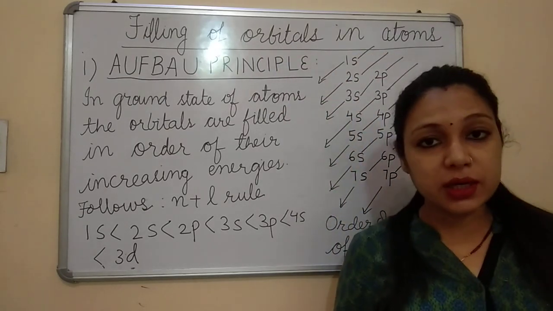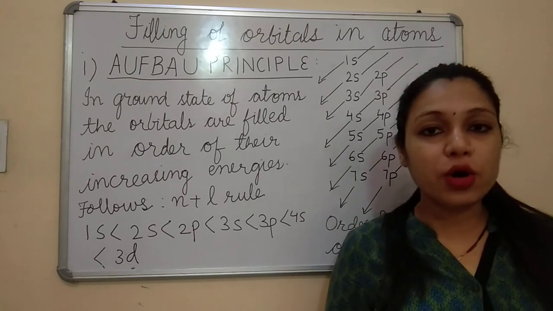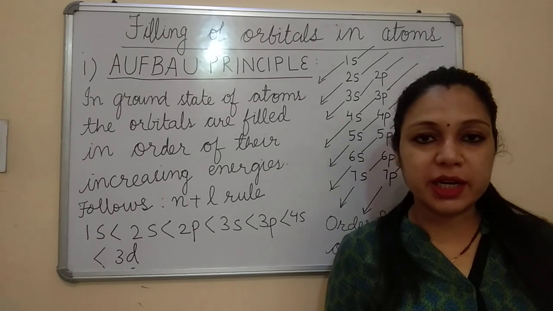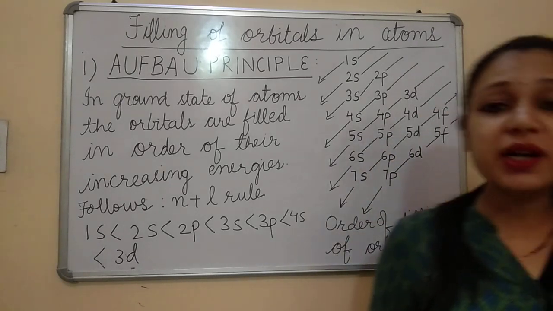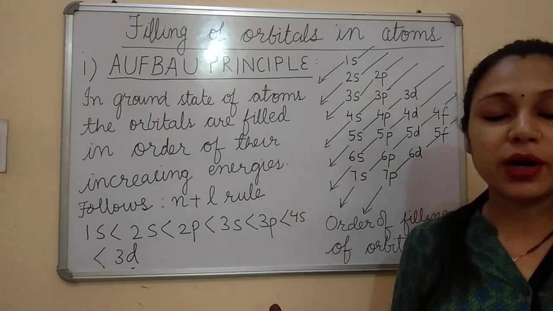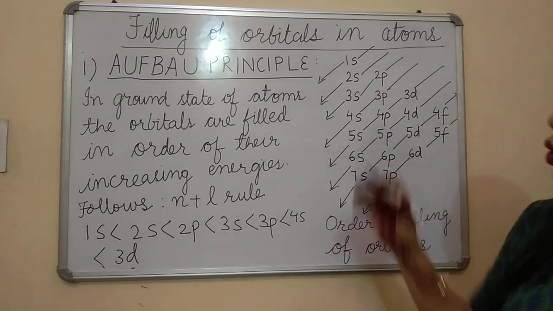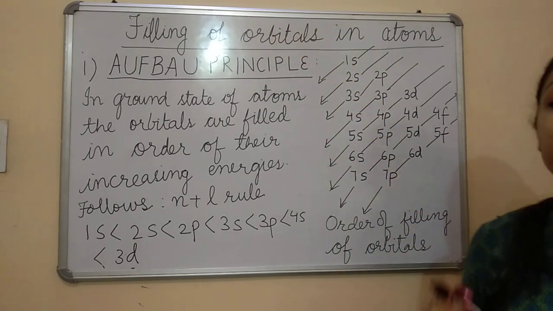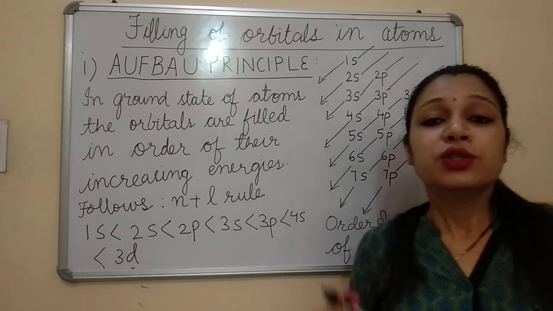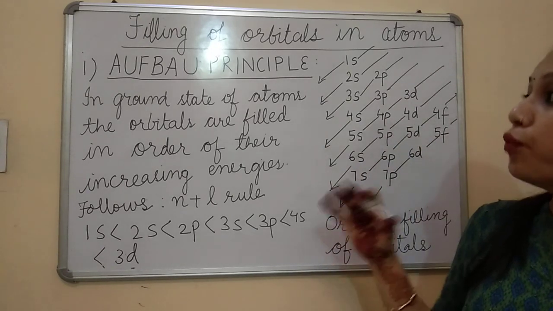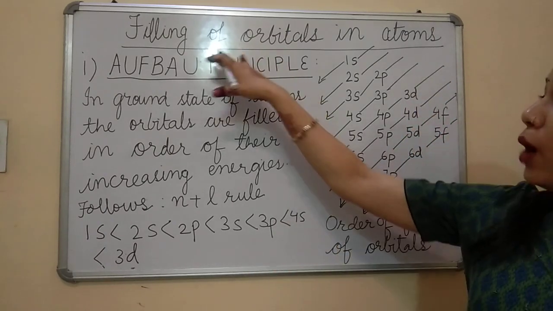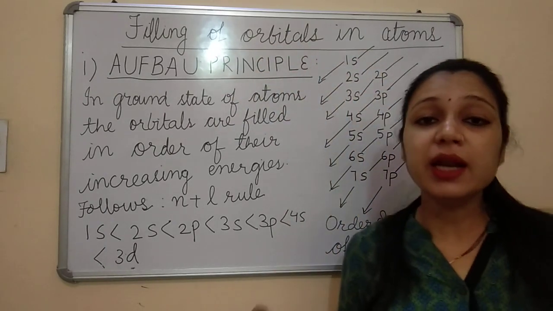As I've told you earlier also, in an orbital, maximum of 2 electrons can be accommodated. So, in atoms we have orbitals, and those orbitals are filled according to certain principles. So, in this video we are going to study how the orbitals are filled in an atom.